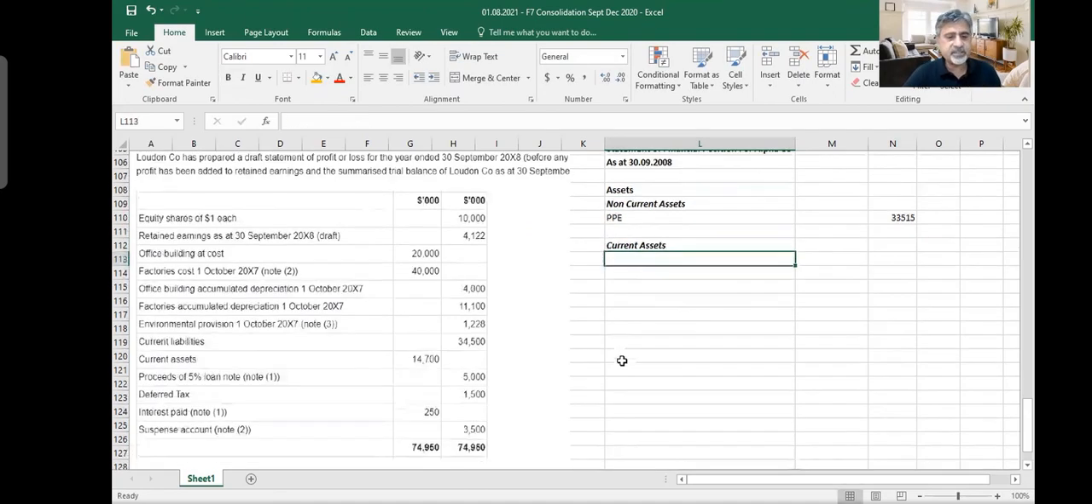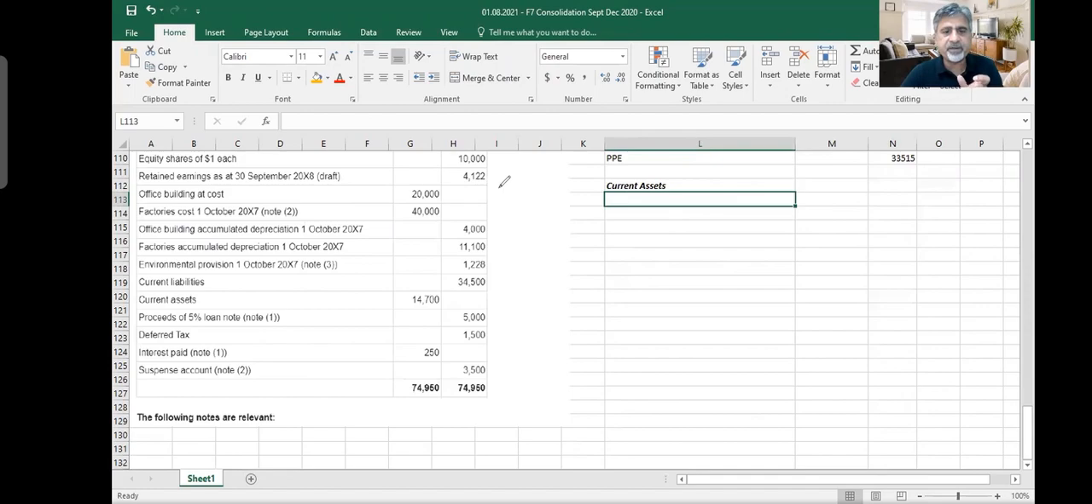Within current assets, they don't tell you inventories and receivables and prepayments separately. They just give you one number, which is 14,700. So you just write down one number, 14,700. And there is nothing else. And this is your total asset. So it's pretty much easy.